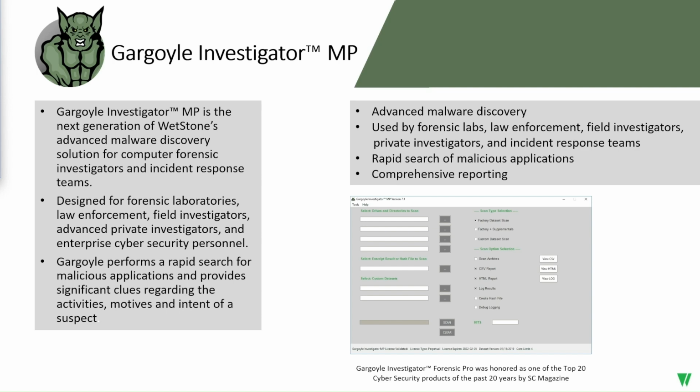Gargoyle Investigator MP is designed specifically for this challenge. It can scan both live systems and forensic images, rapidly identifying known malware, potentially unwanted programs, and dual-use tools. Each detection is accompanied by a detailed classification, file path, and hash values, allowing for accurate documentation and efficient reporting. Now let's take a look at how this works in practice by running Gargoyle on a sample evidence set.